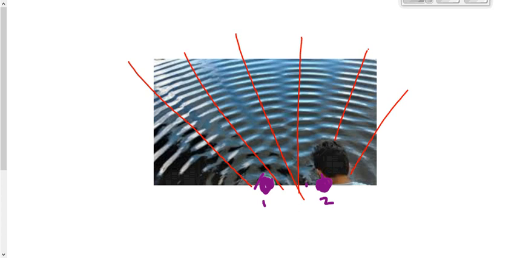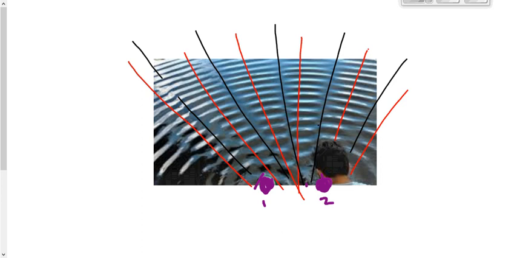In between those areas of constructive interference, we get no wave. Right here you can see calm, right? Area of calm water, another area of calm water, another area of calm water, and so on. Those are areas of destructive interference. When crest meets trough, they cancel each other out, and we get no wave.